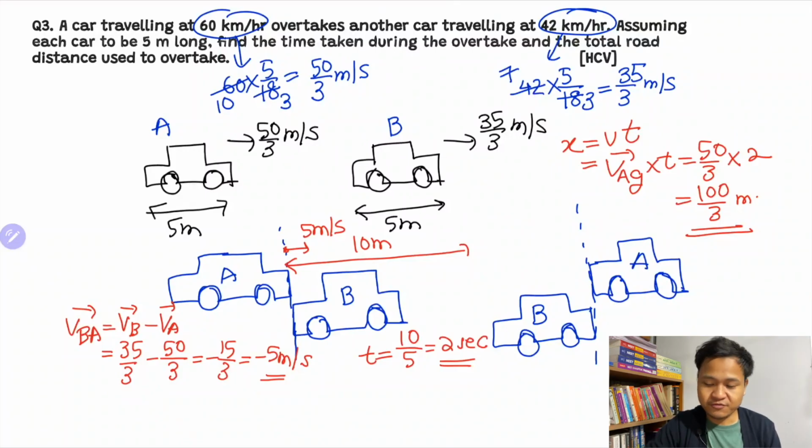So that much for the relative motion 1D part. Most questions so far are asked in 1D, and there is also the 2D part, where you have river boat problems, swimmer problems, and rain problems. Those things we will learn in the next video on motion in 2D.